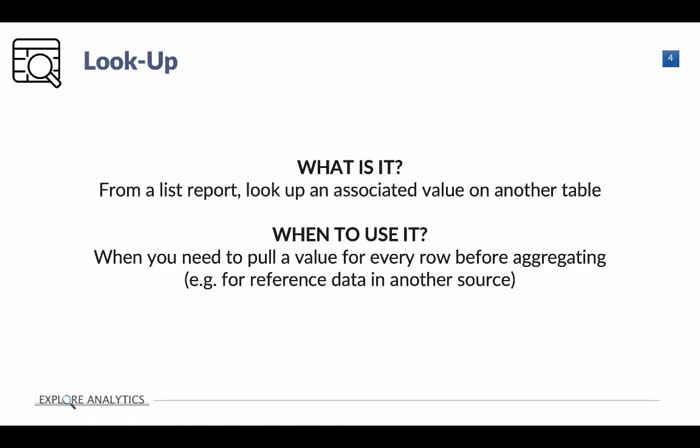So what is a lookup? A lookup allows you, from a list report, to look up an associated value on another table. So you're going to want to use this anytime you need to pull a value into every row before aggregating. For example, if there's additional reference data that will enrich the report before you do further analysis, a lookup is really powerful for that. But I think it's a little bit easier to understand when we look at a specific example. So let's take a look right now.